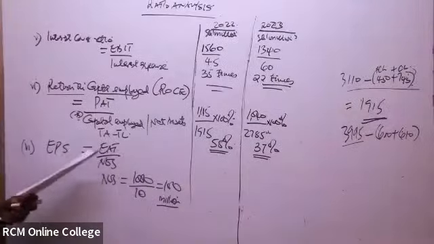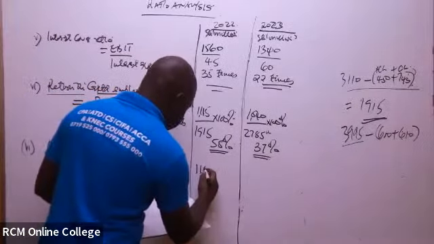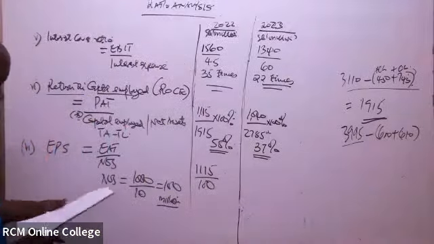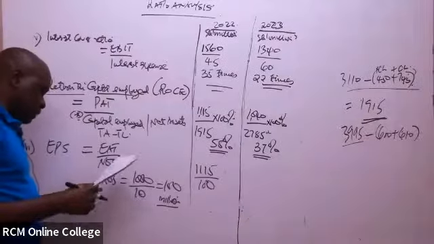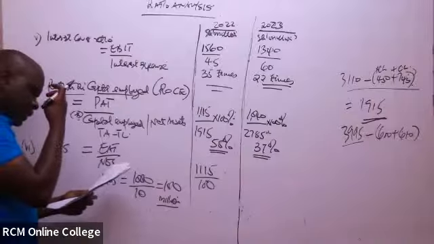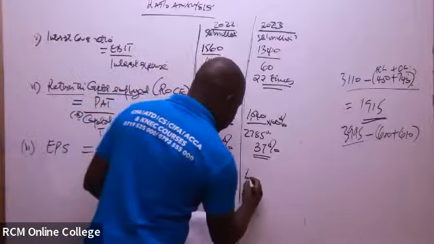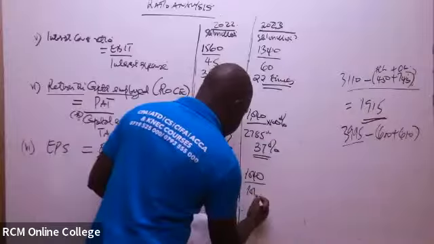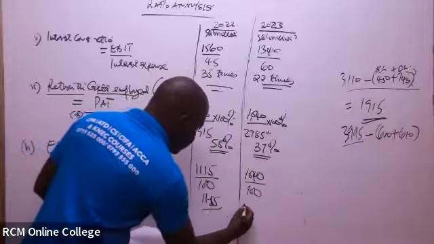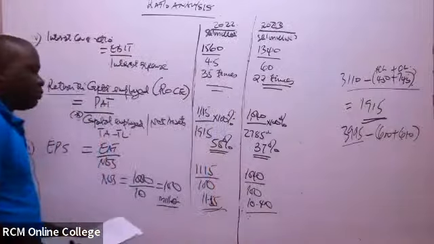Then our earnings after tax, the profit after tax in this case, we have 1115. So we'll divide by 100. The number of ordinary shares is just the same for the 2 years. So we'll take our earnings after tax, which is actually 1040, and divide by 100. So for this year, it will be 11.15, and here it will be 10.40, like that.